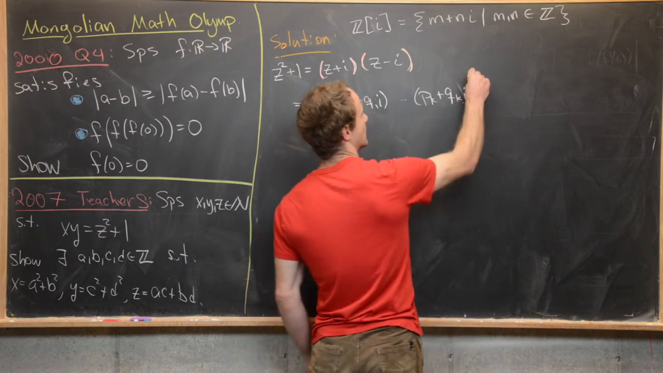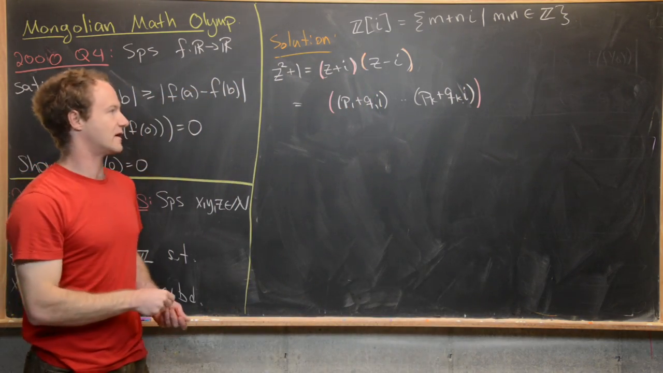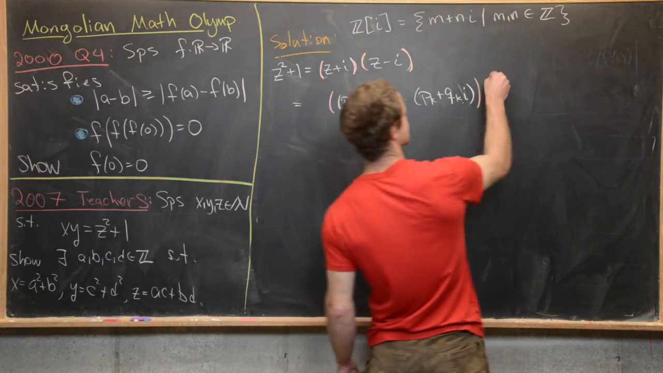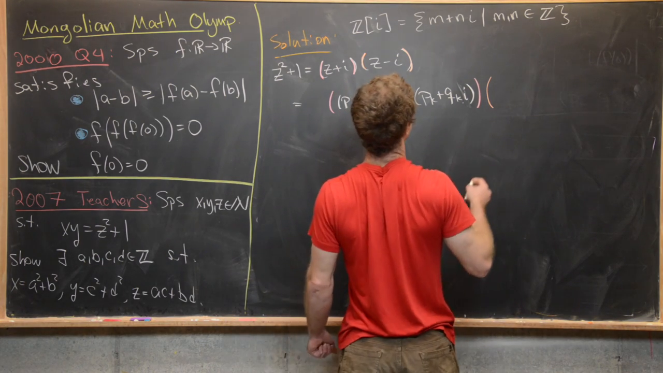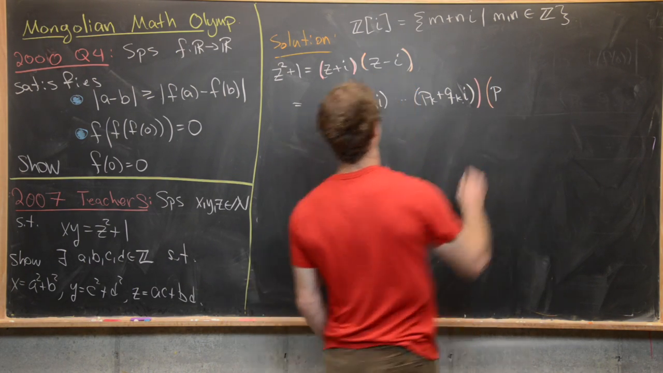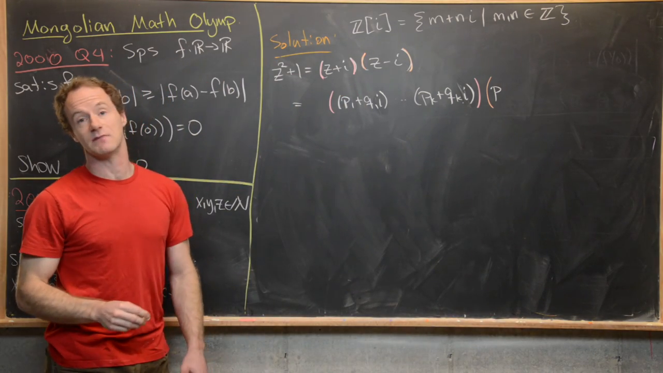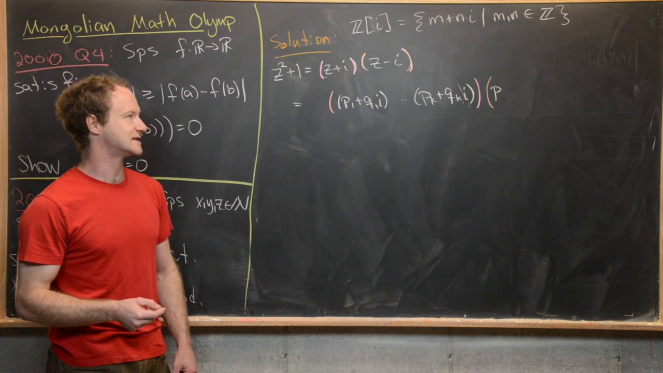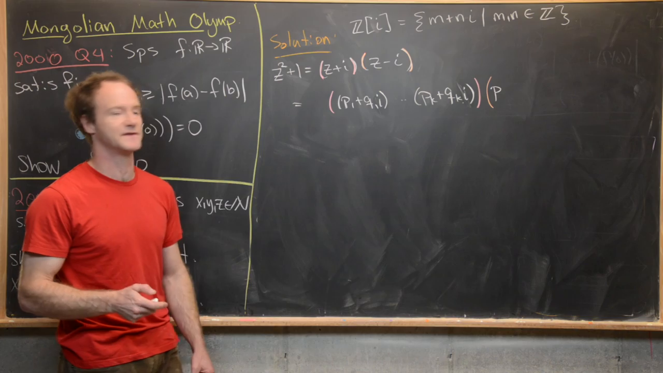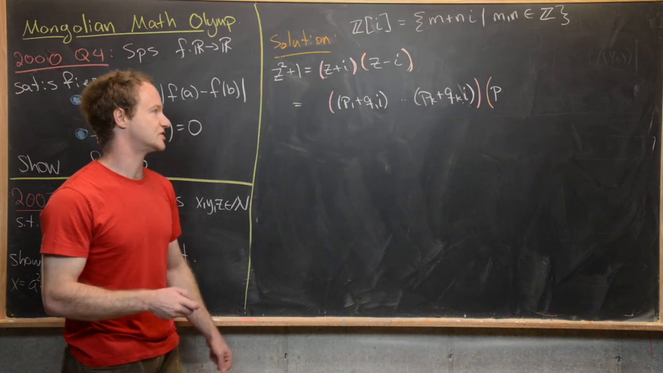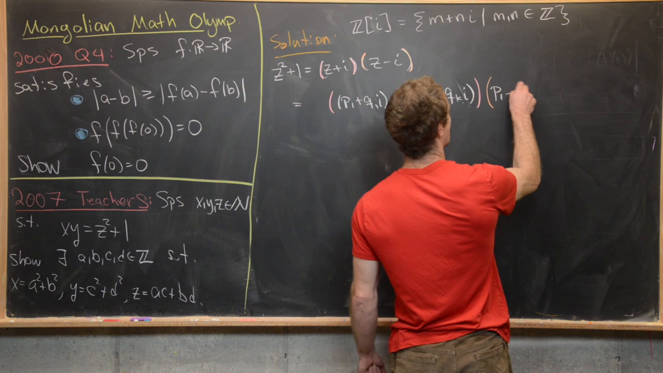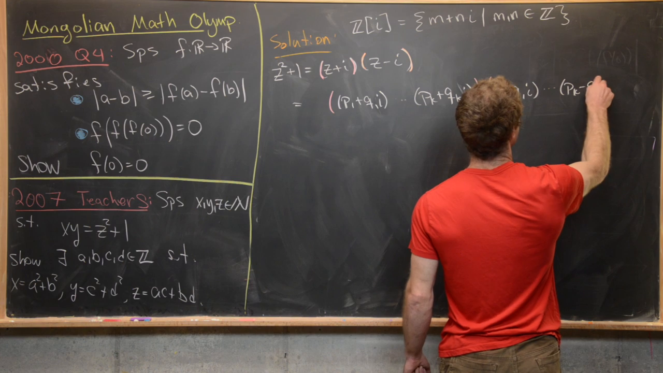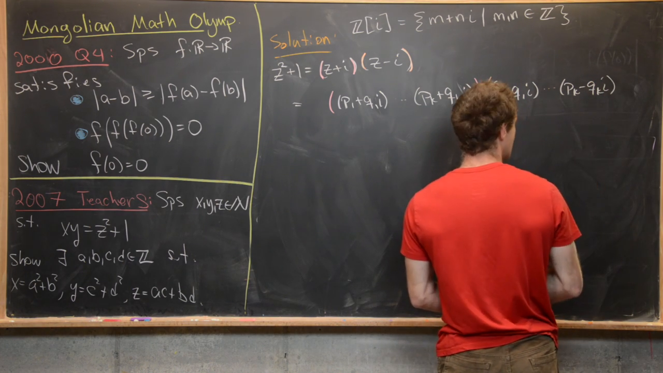Good. So again, that's the factorization of z plus i. And now let's have a similar factorization of z minus i. Since z plus i and z minus i are complex conjugates of each other, the Gaussian prime factorization of z minus i must include complex conjugates of the same primes from the factorization of z plus i. So we have p1 minus q1 i all the way up to pk minus qk times i, like this.